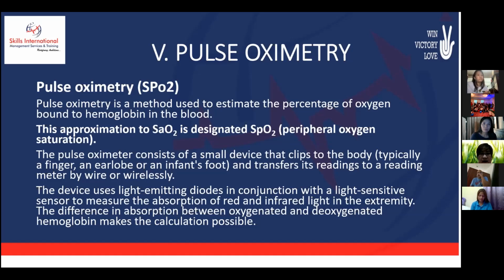So the device uses light-emitting diodes in conjunction with a light-sensitive sensor to measure the absorption of red and infrared light in the extremity. The difference in absorption between oxygenated and deoxygenated hemoglobin makes the calculation possible. So pagka nakakuha tayo ng measure ng oxygen saturation, ito yung makikita natin kung how much oxygen, yung oxygenated blood niya within dun sa circulatory.